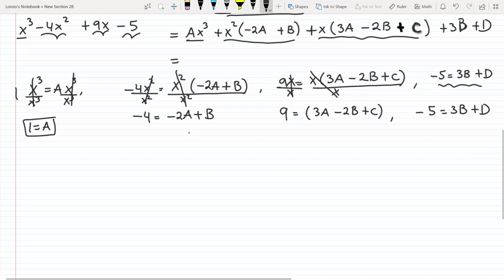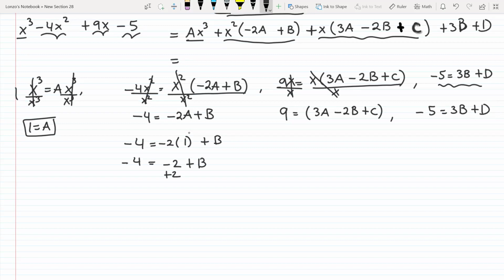Okay, so now what I'm going to do is use what I have. So I know I said that a equals 1, so maybe I can plug a back into this equation and then I can solve for b, right? So it's negative 4 equals negative 2 times 1, replacing a with 1, plus b. Negative 2 times 1 is negative 2. Solve for b, add 2, add 2. Negative 4 plus 2 is negative 2.